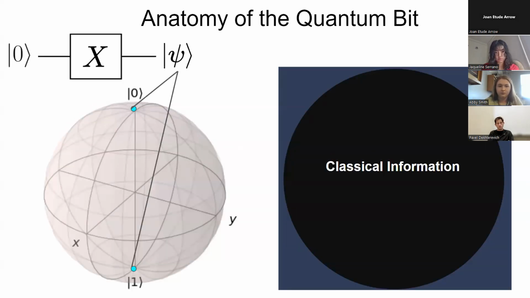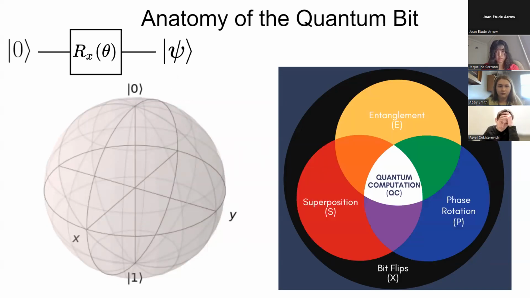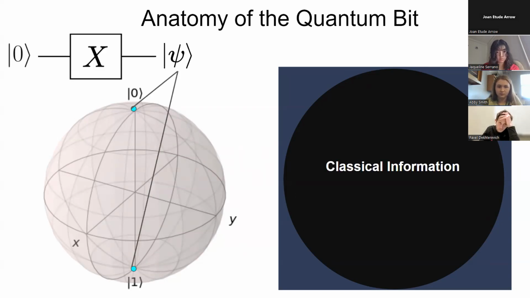Well, actually, I'm going to back up for a second. I got ahead of myself. We're going to start with a point on the North Pole, and we're going to go back to this bit flip possibility. So it can send it to the North or the South Pole.